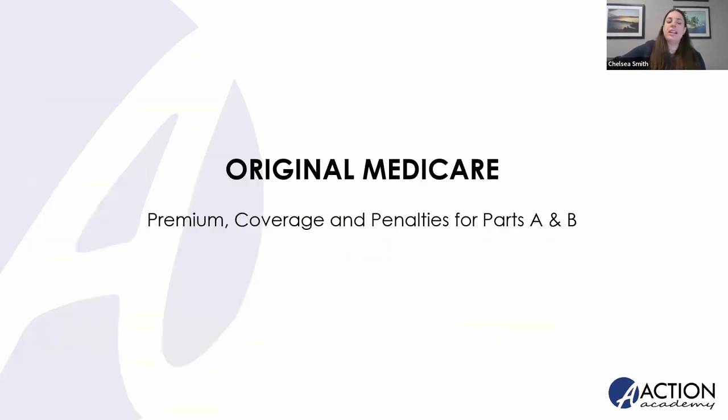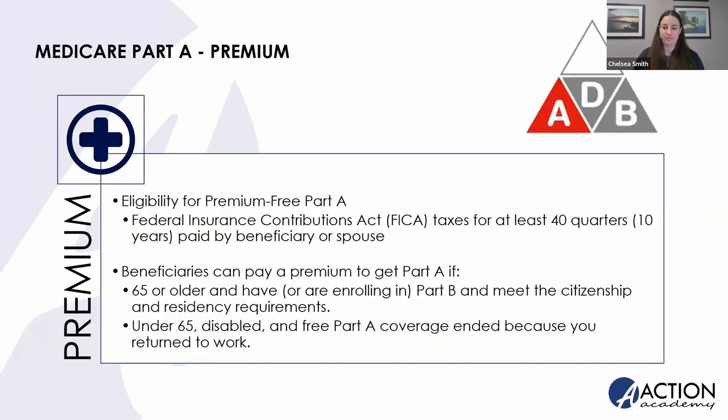Okay, so let's get into the details of Original Medicare. Let's start with premium coverage and penalties for Parts A and B. So remember, A is for hospital, B is for outpatient, A for in, B for out.